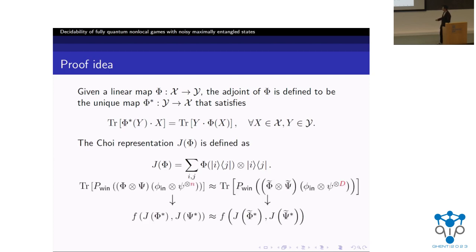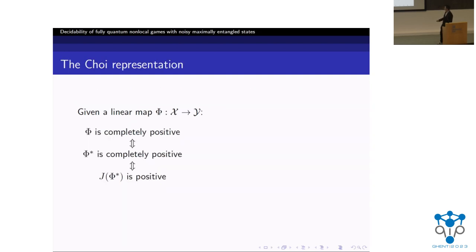Because we want to prove this formula, that is, we need to prove that the D-copy strategy tilde phi tilde psi can simulate the N-copy strategy phi psi. We managed to reduce it to proving this formula. This formula is about the Choi representation. Here, F is some tractable formula. It is necessary to explain why we choose the Choi representation.